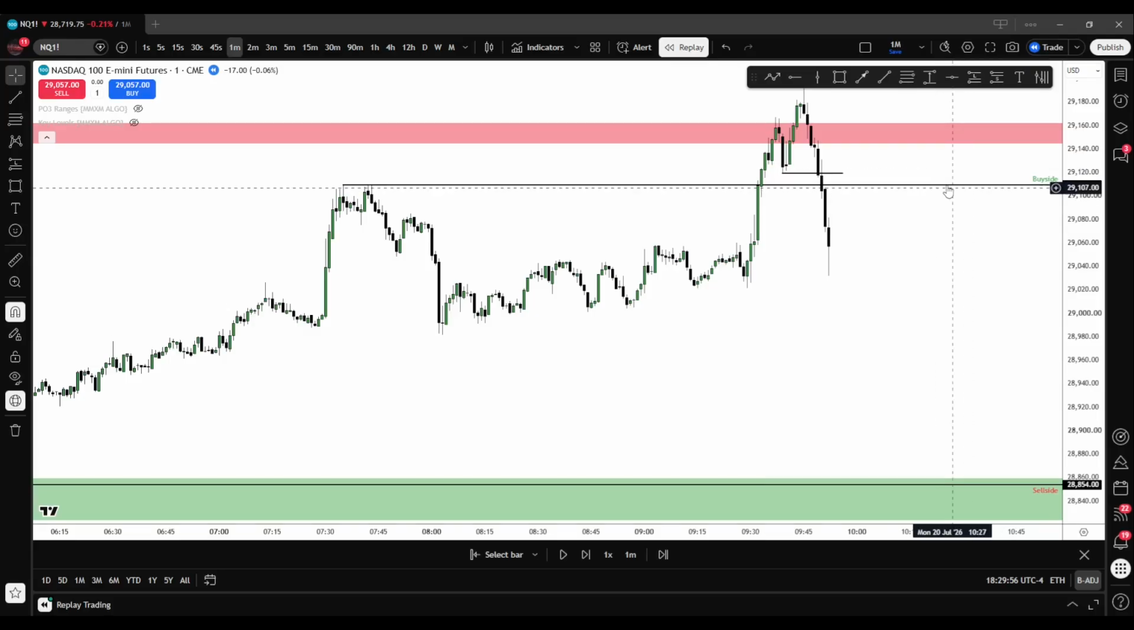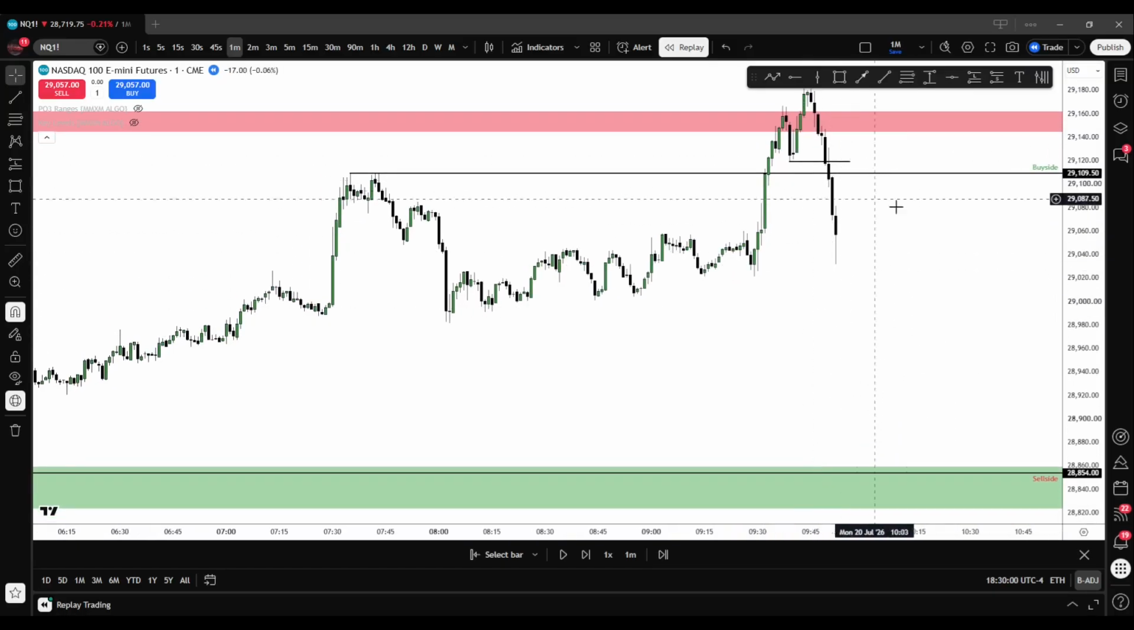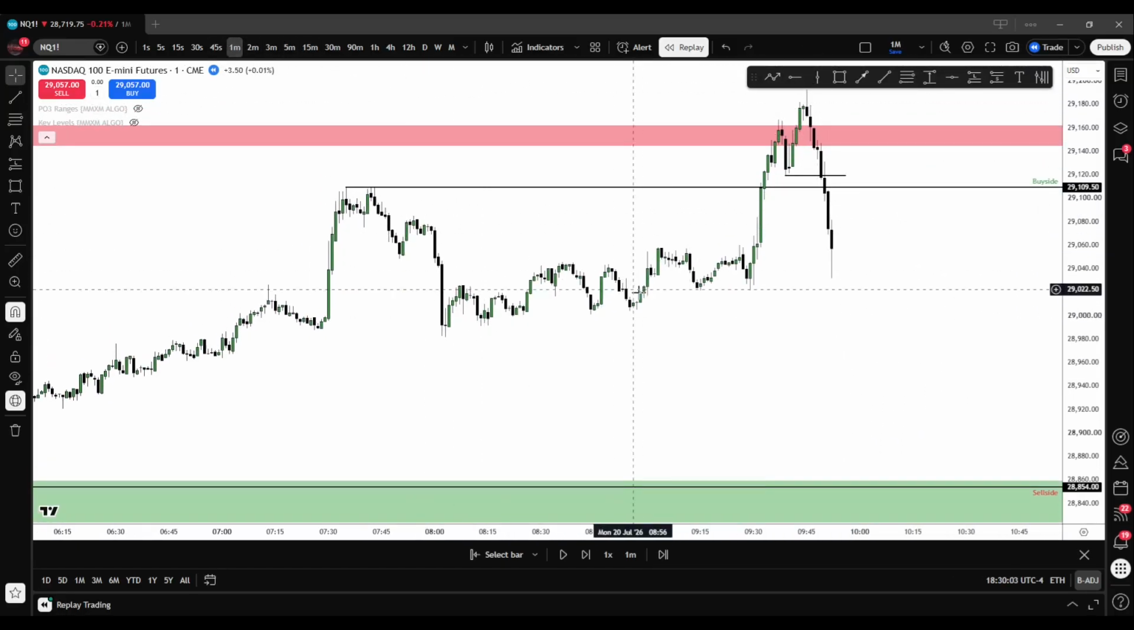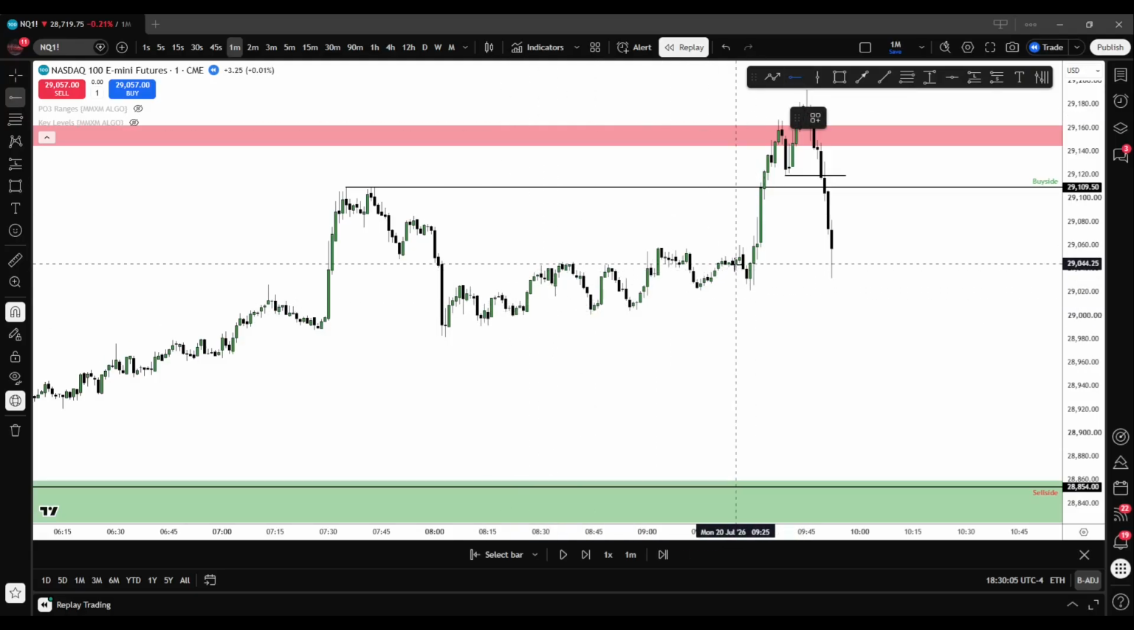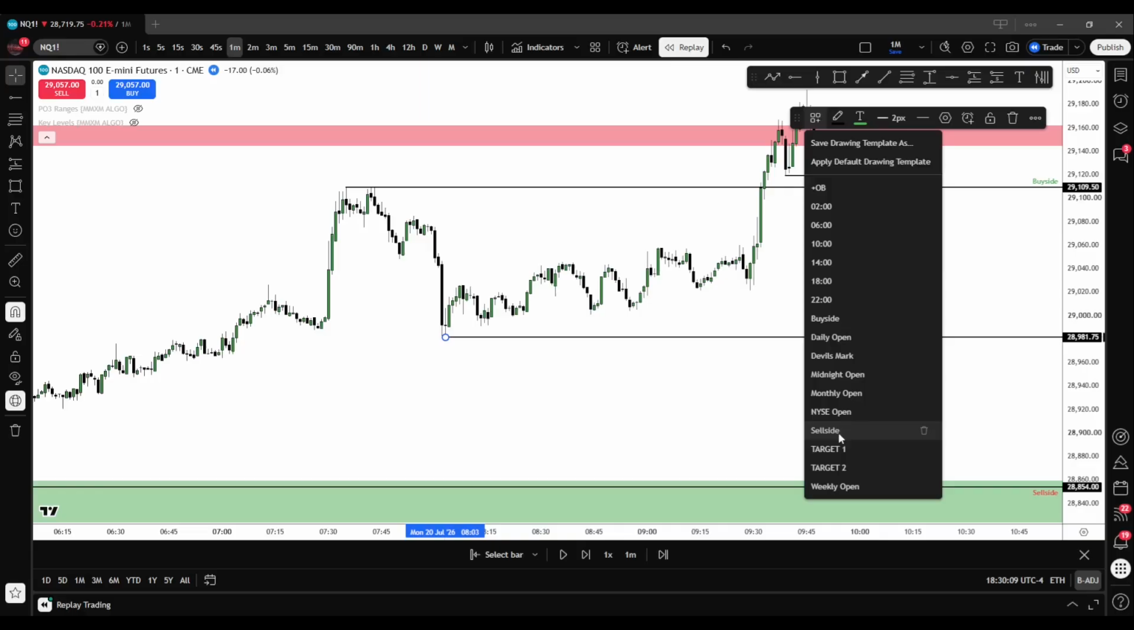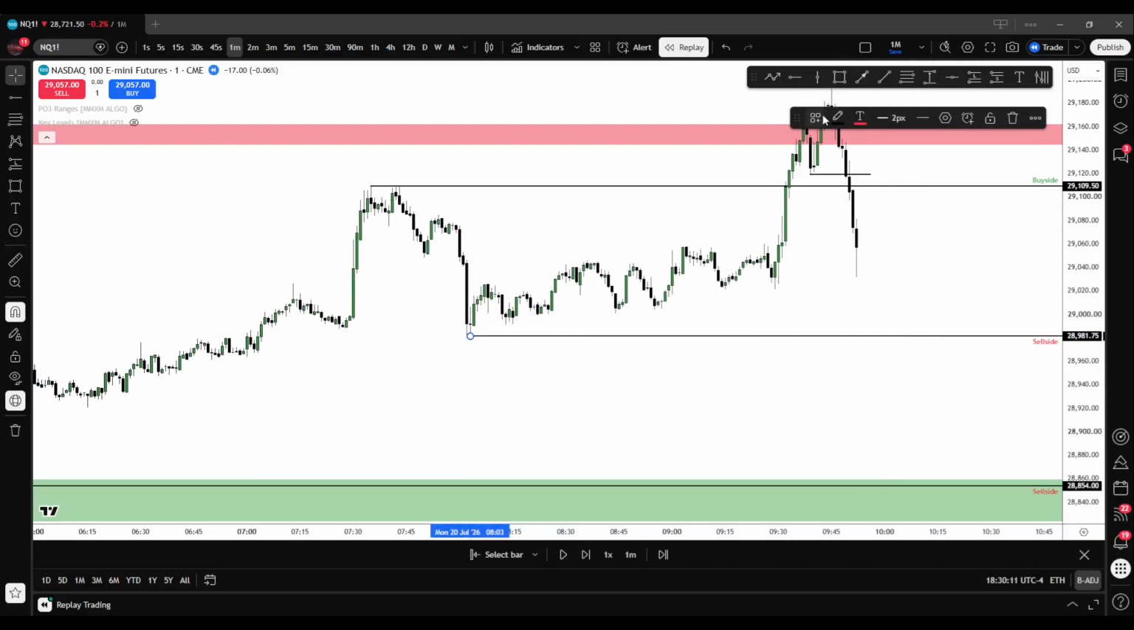I literally wait for one of these areas to get hit, and I expect the reversal to happen. Obviously, as we can see here on the lower time frame, there is a lot of consolidation right here. So this would ideally be the first target that we would want to look for.